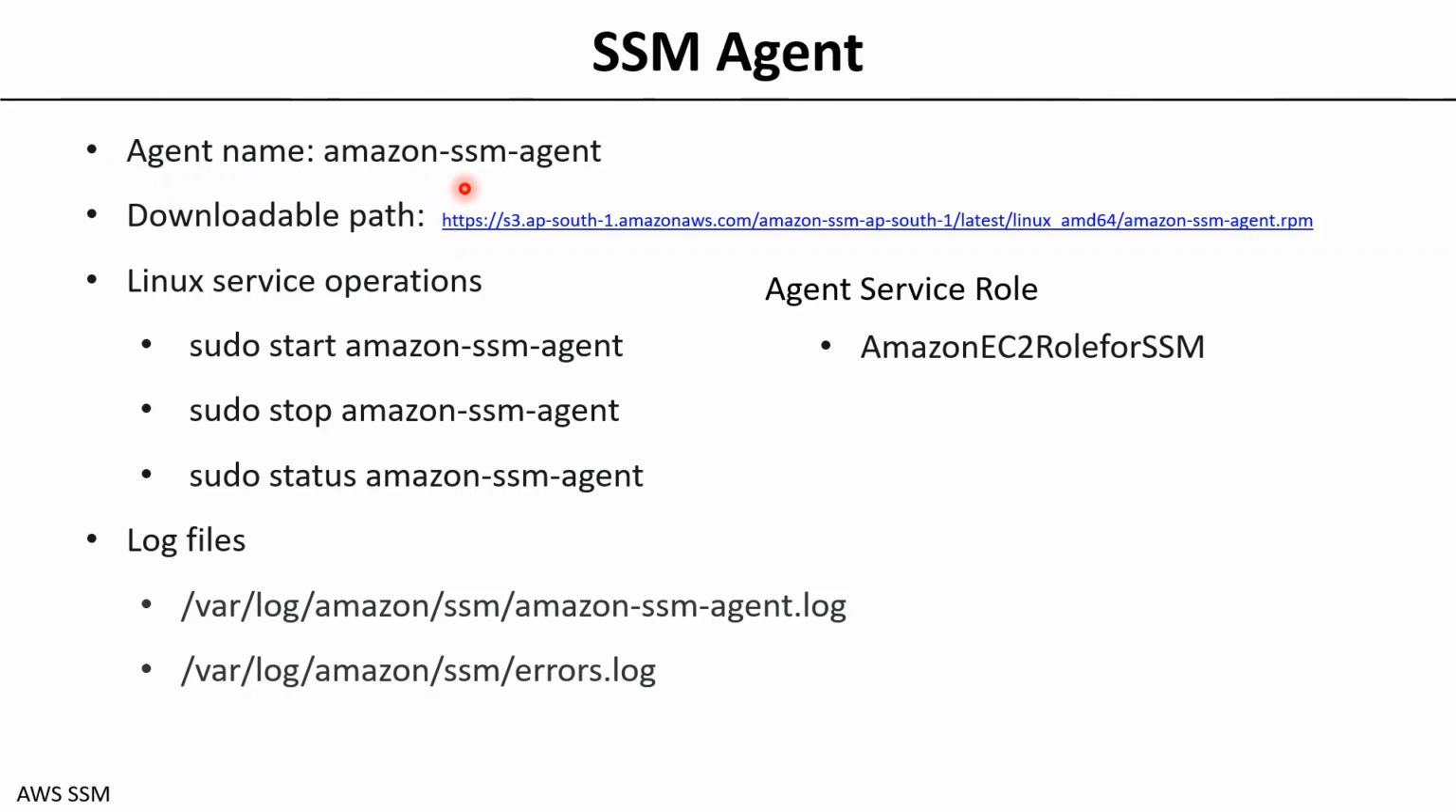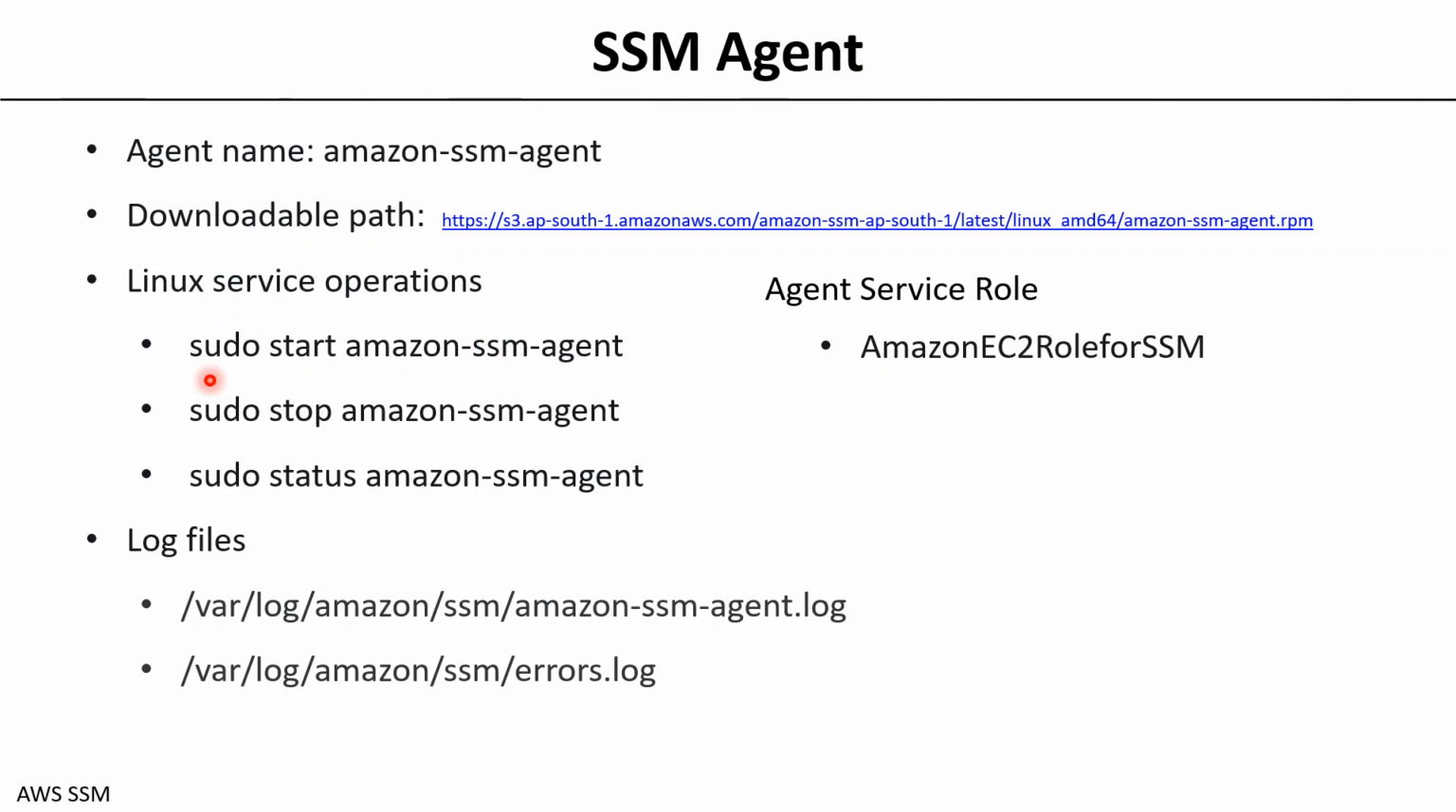The name of the agent is called Amazon-SSM-agent. This is what you will see even in the EC2s when you log in and check for the agent status. The downloadable path, as we said, for certain AMIs it is inbuilt. It means AWS has already included the agent as part of the EC2 or the AMI. For certain AMIs it is not available. For those, you can download from here and install it. The Windows version of the SSM agent is also available for download. The one that I have listed is only the Linux version of it.